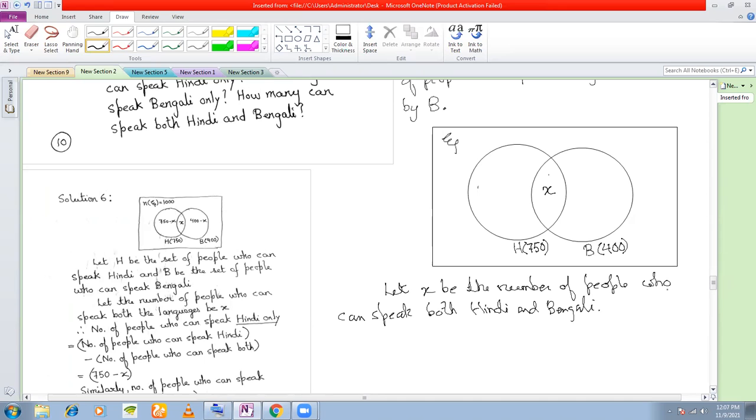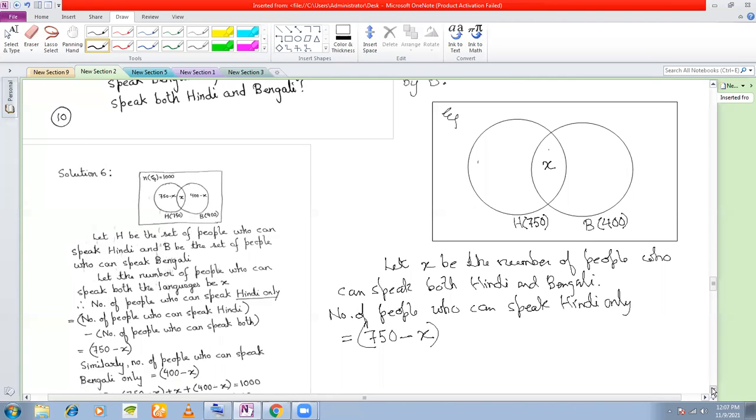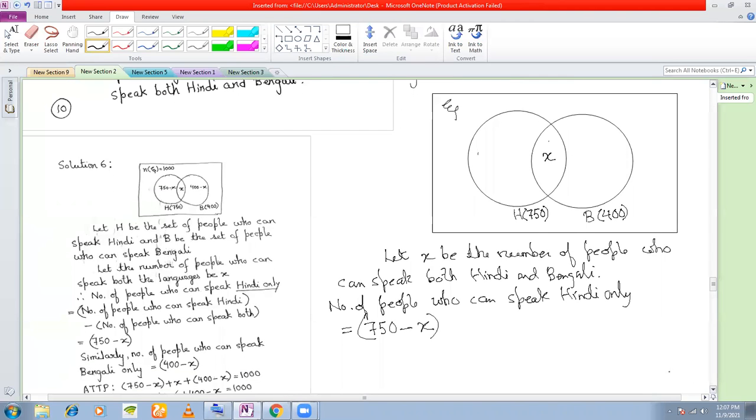Okay. So the number of people who can speak Hindi only, how many? How many people can speak Hindi? 750. And how many people can speak both? X. The number of people who can speak only Hindi is 750 minus X. Right? They don't know how to speak Bengali. They only know how to speak Hindi.